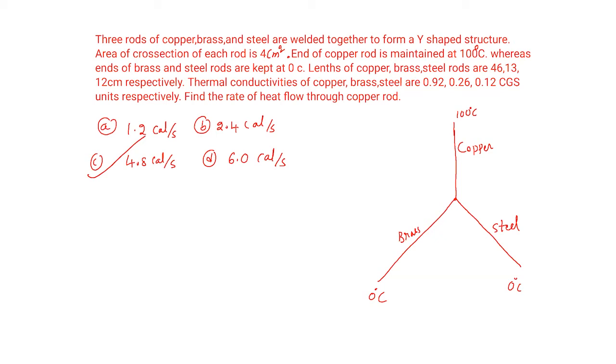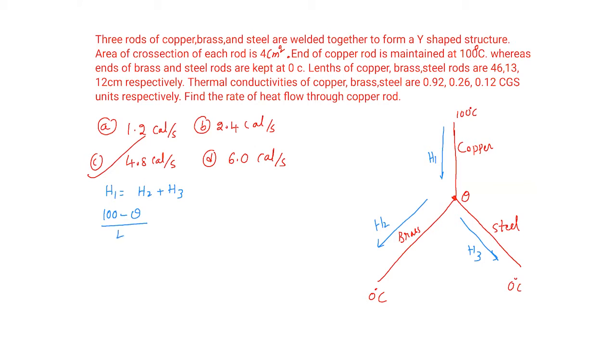See, children, you don't get this heat current in the copper rod straight away. First, you have to find the junction temperature. Say the junction temperature is theta. Heat flowing through this rod is equal to heat flowing through this rod plus heat flowing through this rod. Am I correct? So H1 is equal to H2 plus H3. What is H1? Temperature difference, 100 minus theta, divided by thermal resistance. How do you calculate thermal resistance? L by Ka.